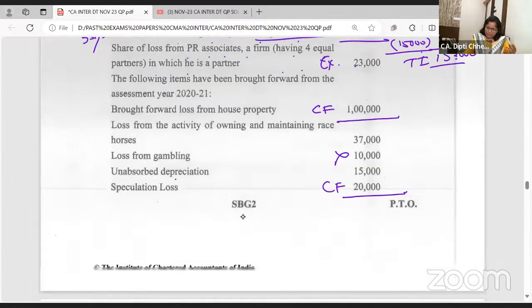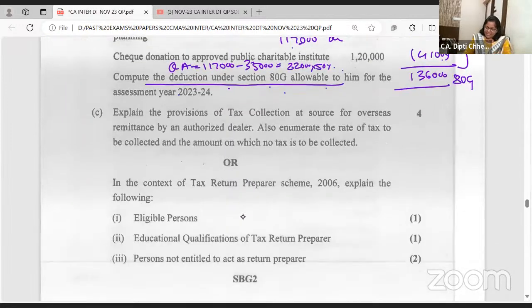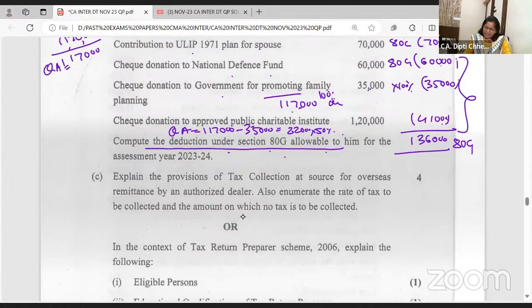और अभी जो हम कर रहे हैं. It's looking very colorful, no? Nice question paper all solved. 7 and 4. 11 marks out of 60.